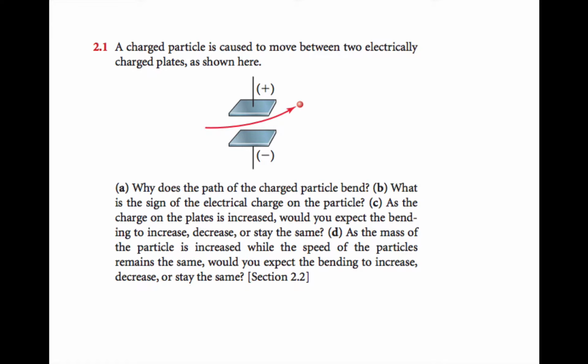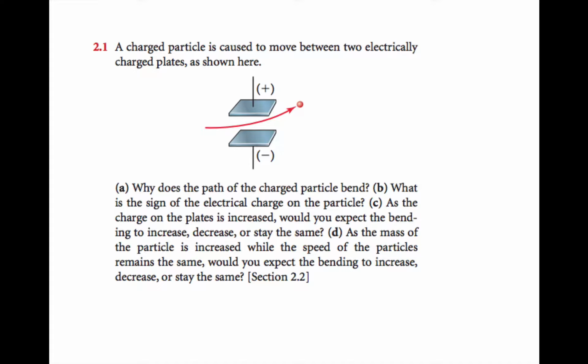Chapter 2, Number 1. A charged particle is caused to move between two electrically charged plates, as shown here. A. Why does the path of the charged particle bend? Well, because that's the way charge works. Opposite charges attract, like charges repel.